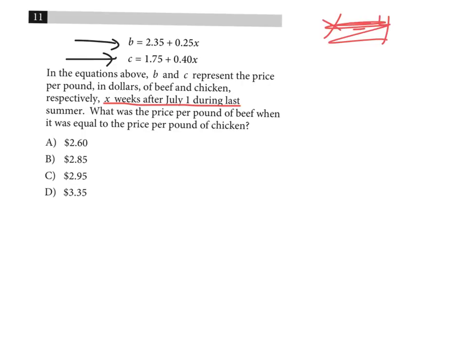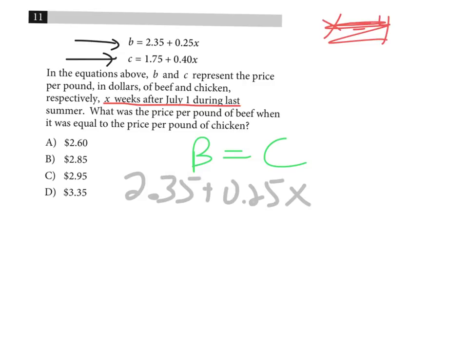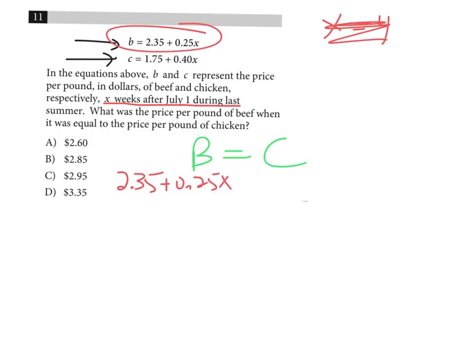So I basically want the beef and the chicken prices to be the same. So the beef equation, 2.35 plus 0.25x, has to be equal to the price of chicken, the 1.75 plus 0.40x. So I'm going to solve this equation for x first.